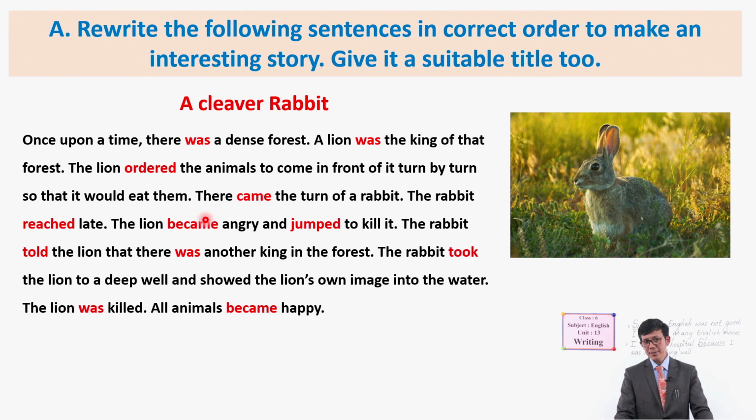them. And another sentence, there came the turn of a rabbit. The rabbit reached late. The lion became angry and jumped to kill it. The rabbit told the lion that there was another king in the forest, and the rabbit took the lion to a deep well and showed the lion's own image in the water. The lion was killed, and all animals became happy.